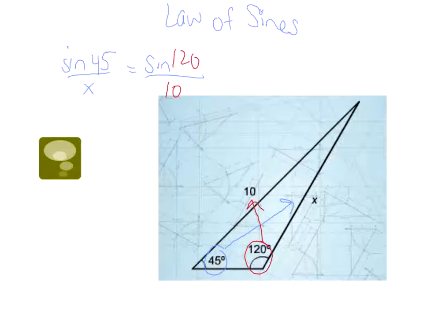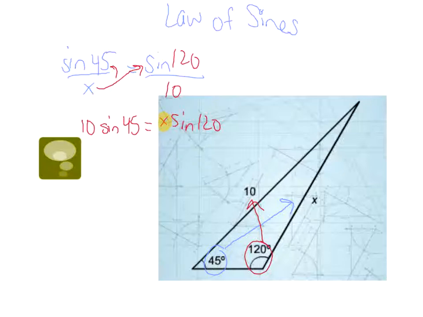Any questions how I set that one up? Are we okay with my proportion up there? Okay, going back to Algebra 1, how do we solve proportions? We're going to cross multiply and then solve. So I'm going to get 10 times sine 45 equals x times sine 120. Remember, our whole goal is to get x by itself.